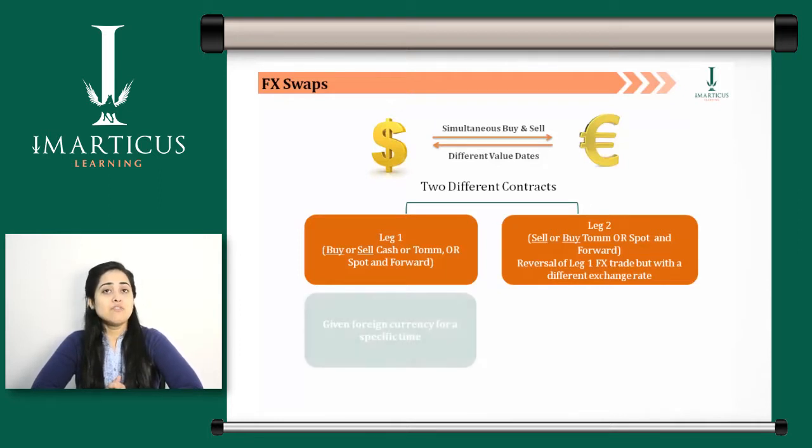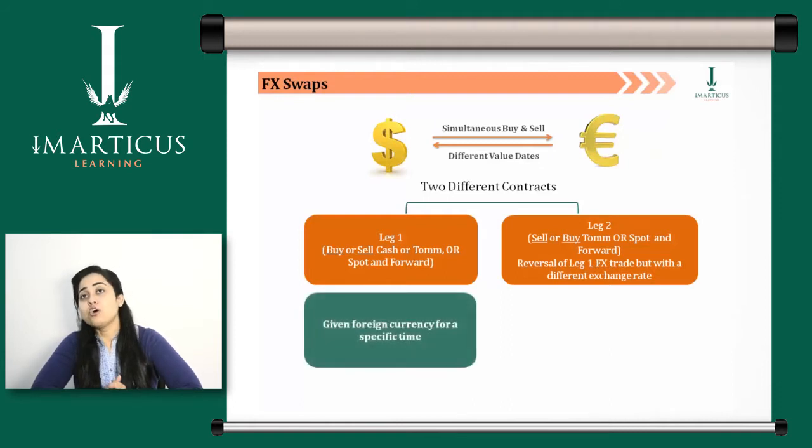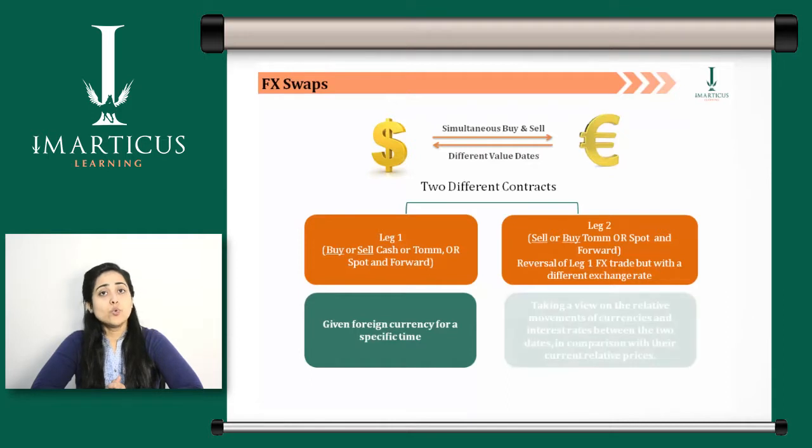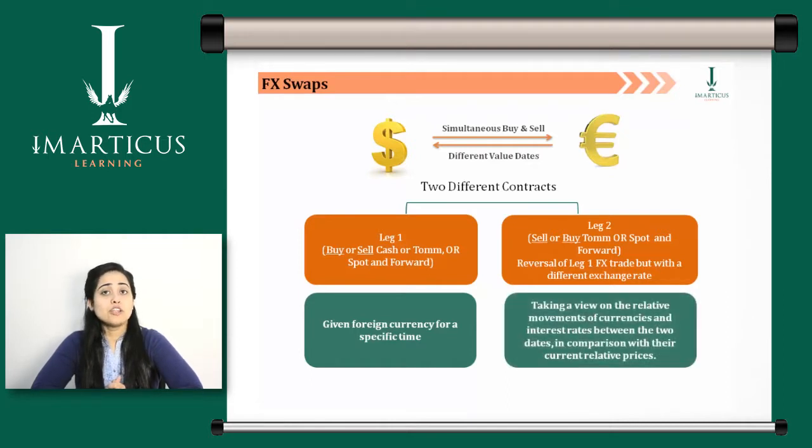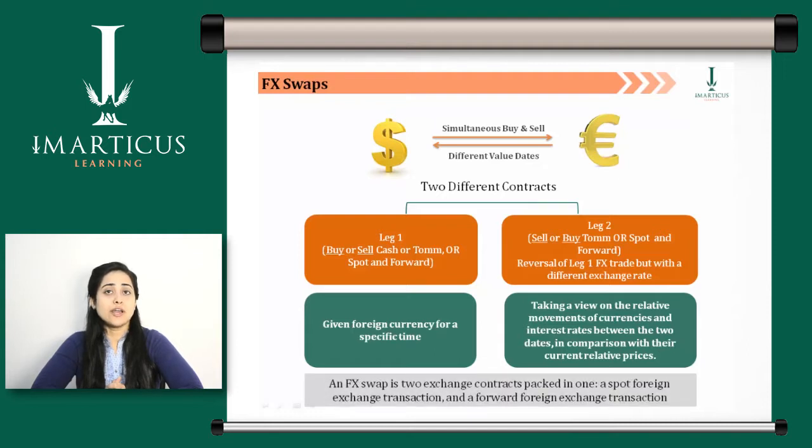In leg 1, effectively each party is given the use of an amount of foreign currency for a specific time. In leg 2, each party is taking a view on relative movements of currencies and interest rates between two dates in comparison with their relative current prices. Effectively, an FX swap is two exchange contracts packed in one, a spot foreign exchange transaction and a forward foreign exchange transaction.